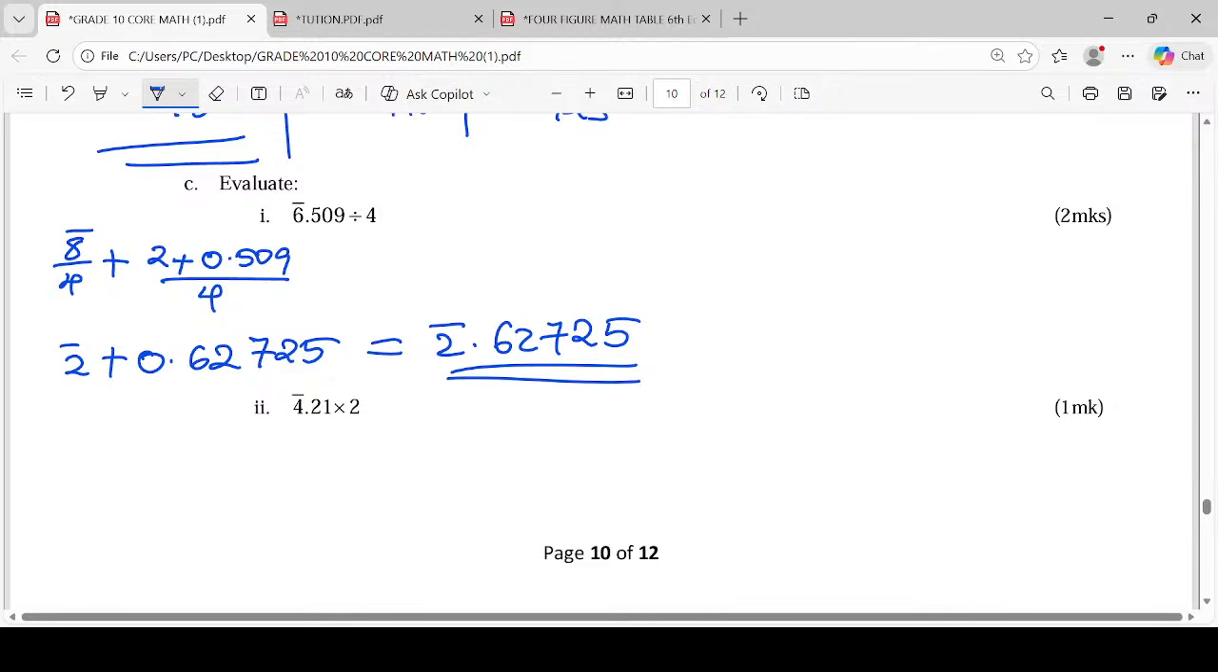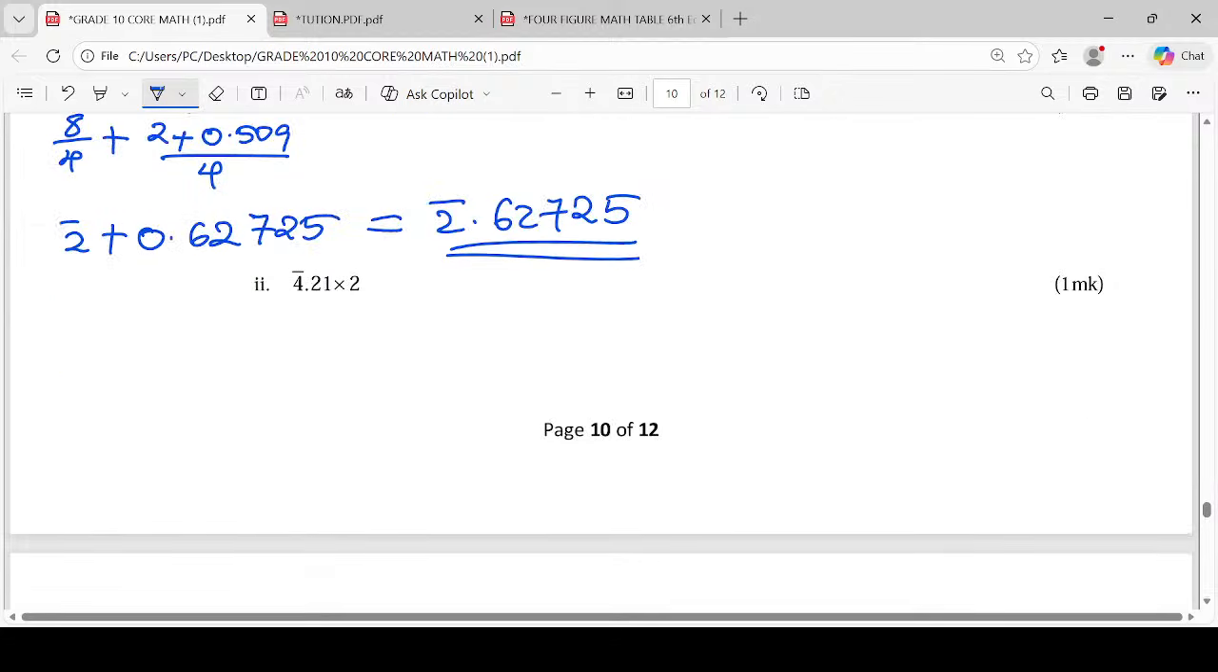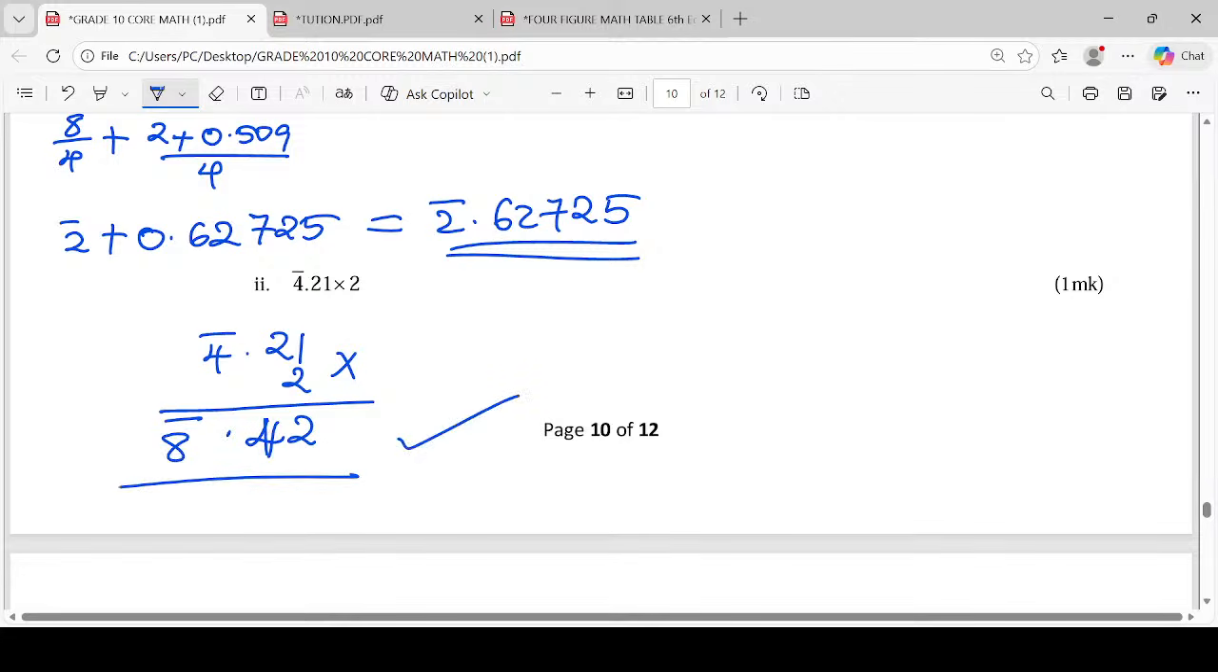Let's look at this. If it's multiplication like this case, bar 4.21 multiplied by 2, here we are multiplying directly. It's like saying bar 4.21 and I'm multiplying here by 2. 2 times 1 is 2. 2 times 2 is 4. 2 times bar 4 will be bar 8. As simple as that, and that is the answer for that particular question.